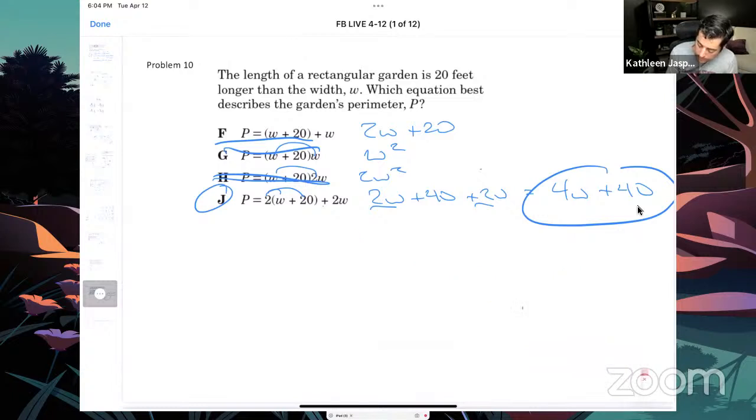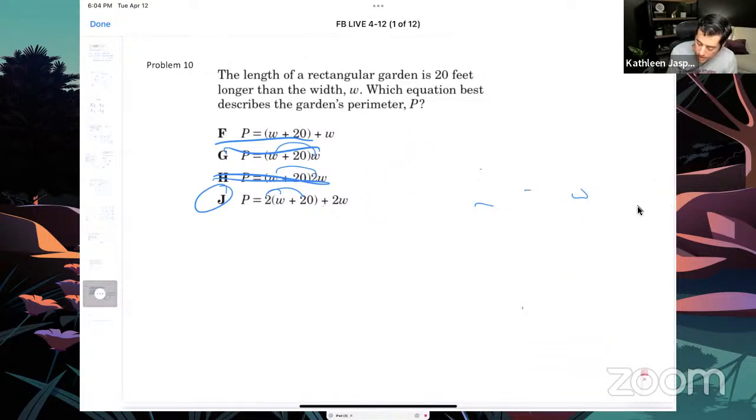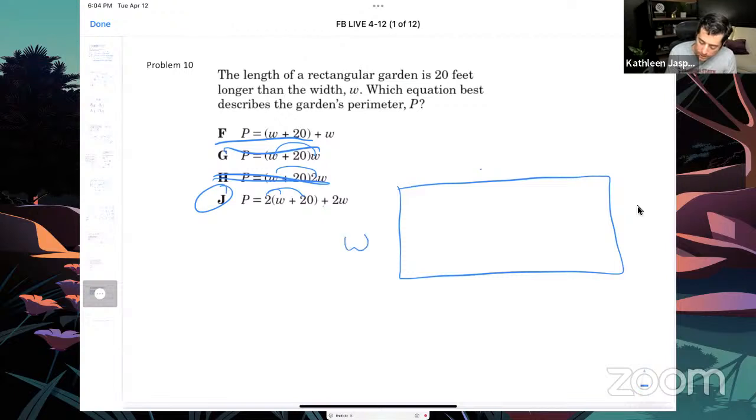So let's go ahead and make some room. I'm going to draw that perimeter or that rectangle for you again. Here's our rectangle just like this. Okay, I have width and I have length. And so hopefully you understand when it says 20 feet longer than width. Well, here's width. Well, that means if I add 20 to the width, I'll get the length. So if I do W plus 20, that gives me what length is. Length equals W plus 20.